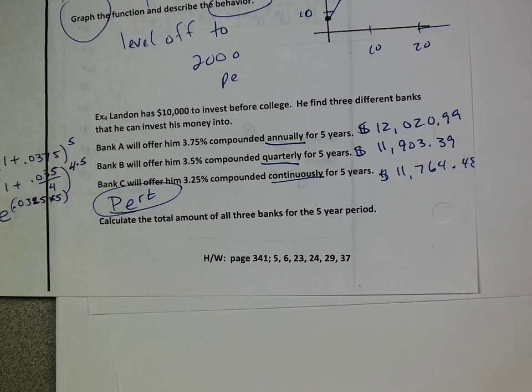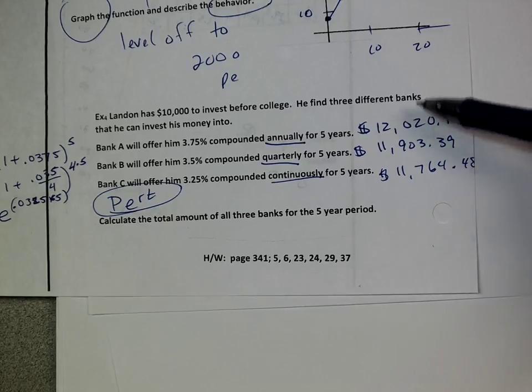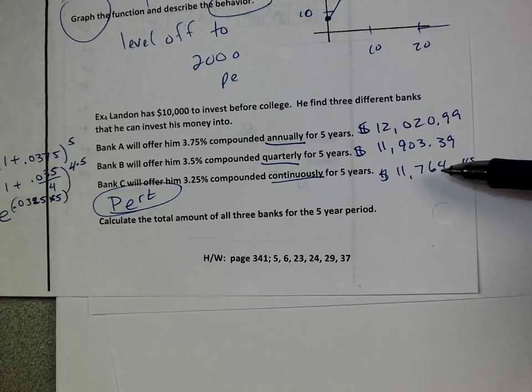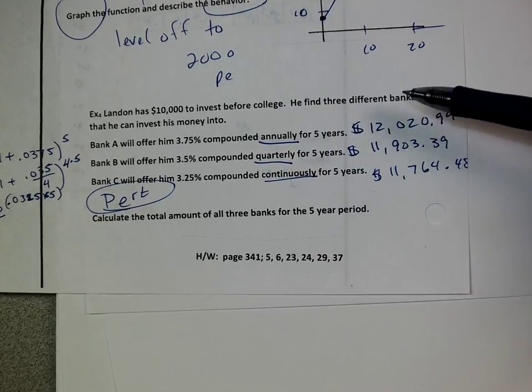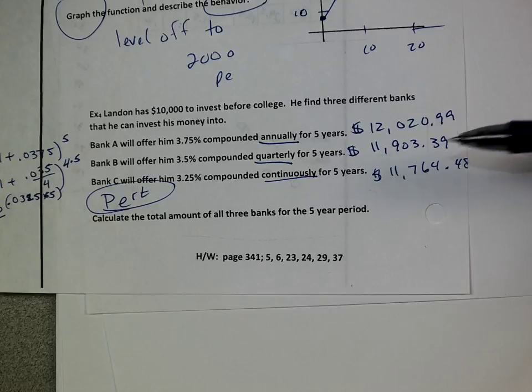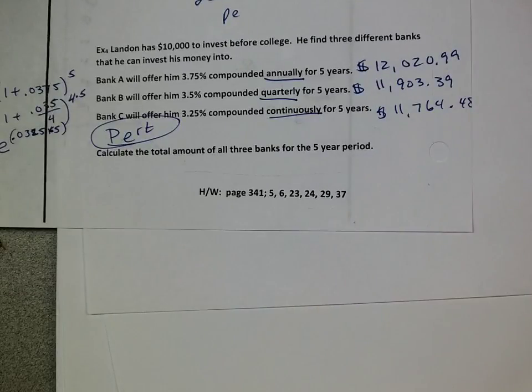How's that? Easy? You will have a question exactly like this on Friday's test, okay? Exactly. Different numbers, but the exact same process, okay? Positive. I wrote the test. I know it's on it. Yeah, okay? So homework, here it is. 341, 5, 6, 23, 24, 29, and 37.